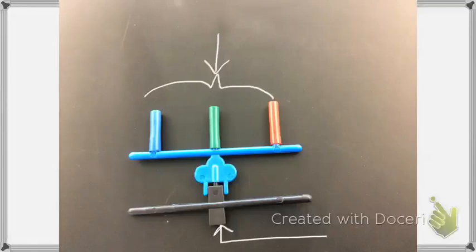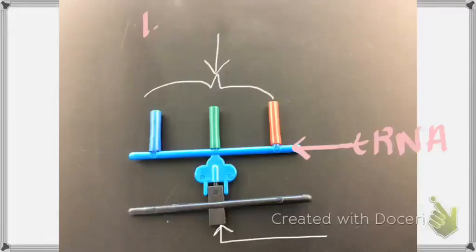Okay. The tRNA is actually the blue part right there. But there's some other parts here that I have white arrows on. Let's start at the top. Does anybody know what you call these 3 bases on a tRNA? Anticodon. That's good.